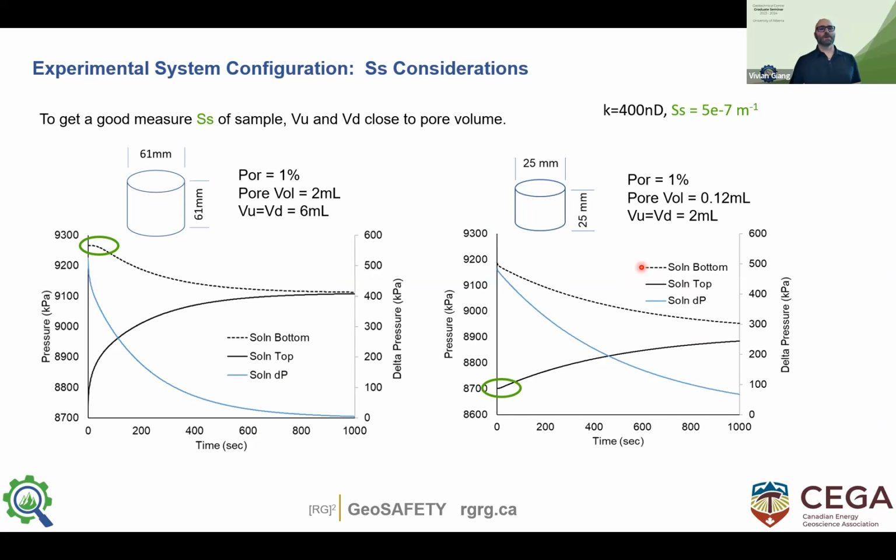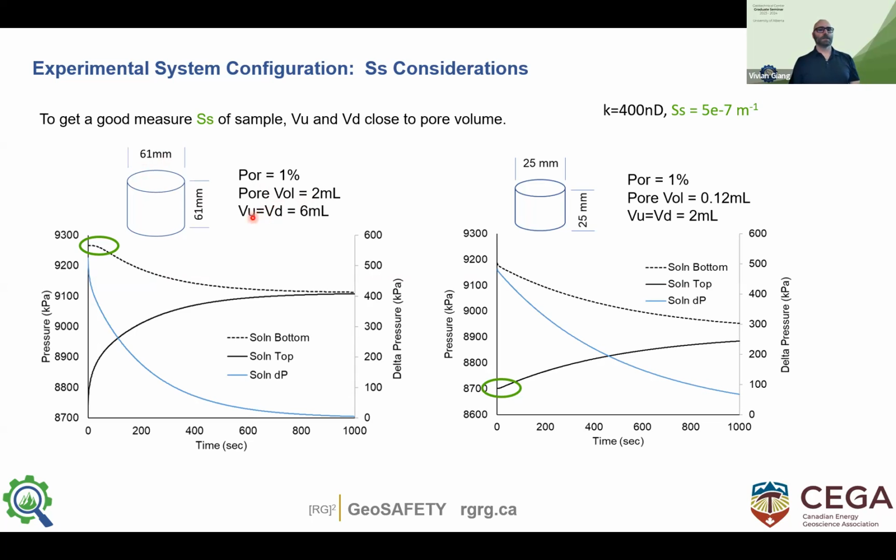So to get a good measurement of the specific storage, we also need to have the upstream and downstream volumes very close to the pore volume. So I look at two situations here, two specimen scenarios. This one is a 2.5 by 2.5 inch specimen, or 61 by 61 millimeters. Porosity 1%. If I do the volume calculation, the pore volume is 2 milliliters.